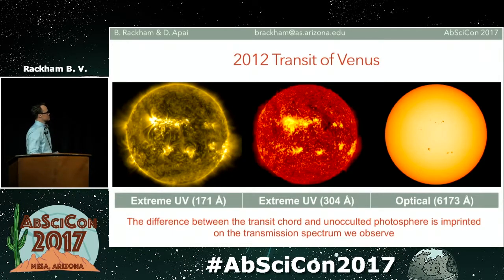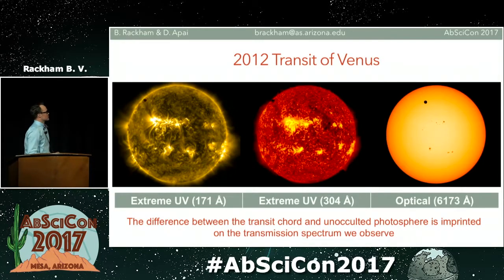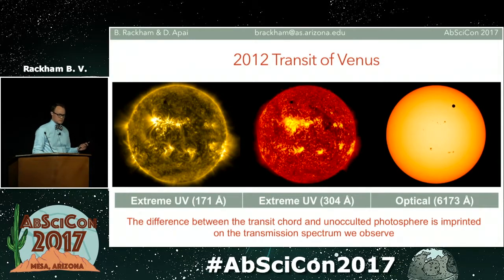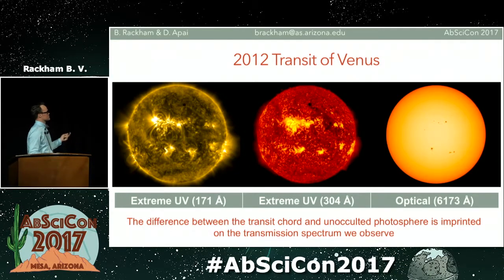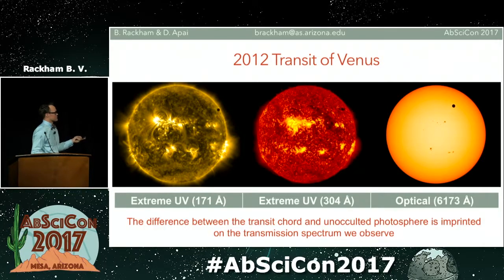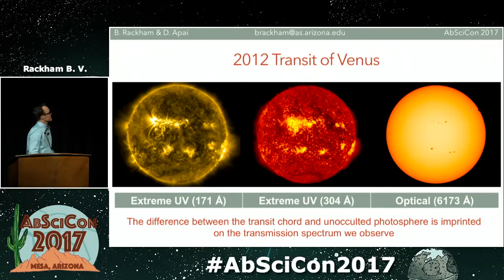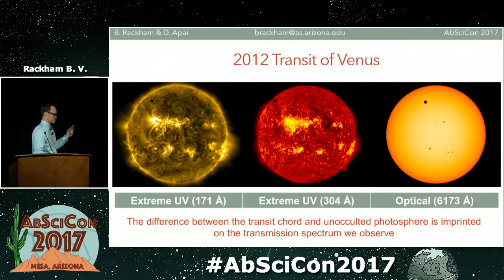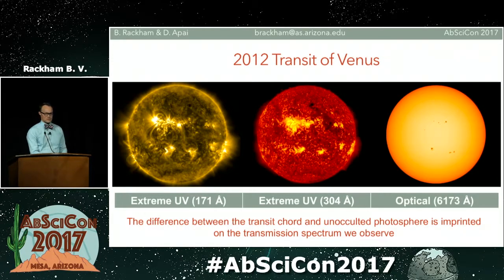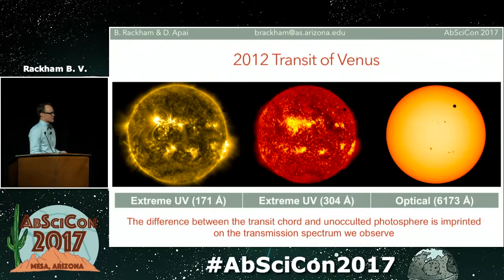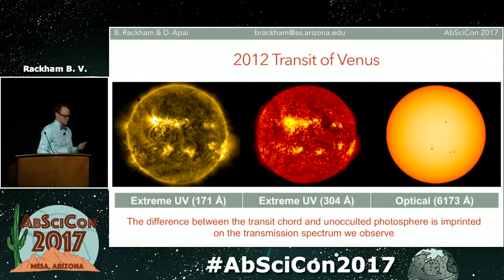For an illustration of the importance of this effect, we have to look no farther than our own solar system. This is the 2012 transit of Venus, as recorded at 3 different wavelengths, from the extreme UV to the optical. And you can tell by eye in the UV that the transit chord is not the same as the rest of the photosphere. So if you're trying to measure the spectrum of Venus from these data, it would be very, very difficult with the sun's heterogeneity.